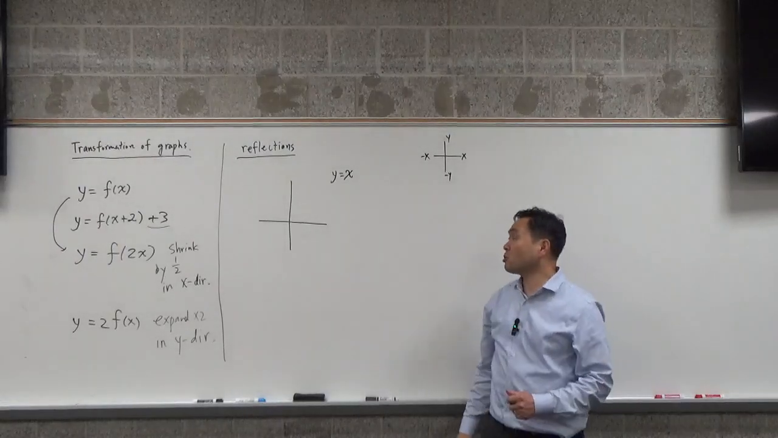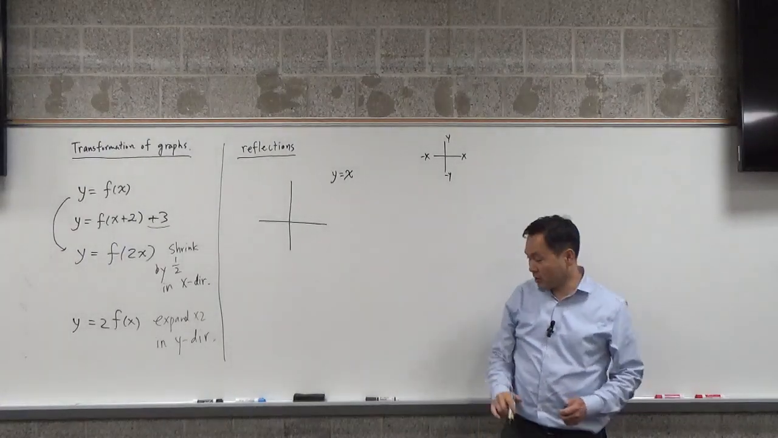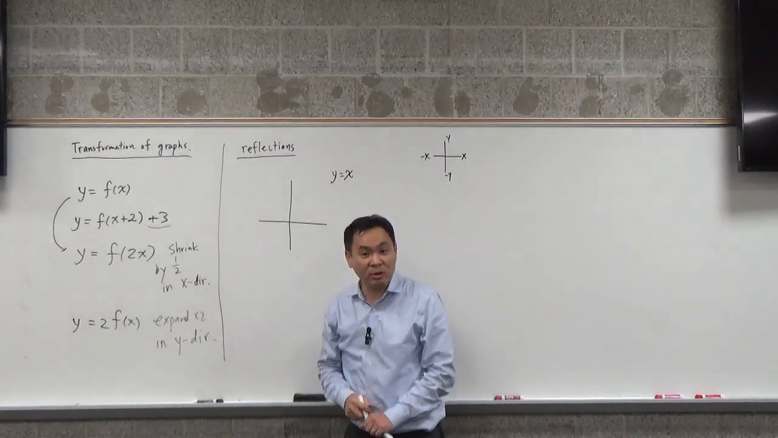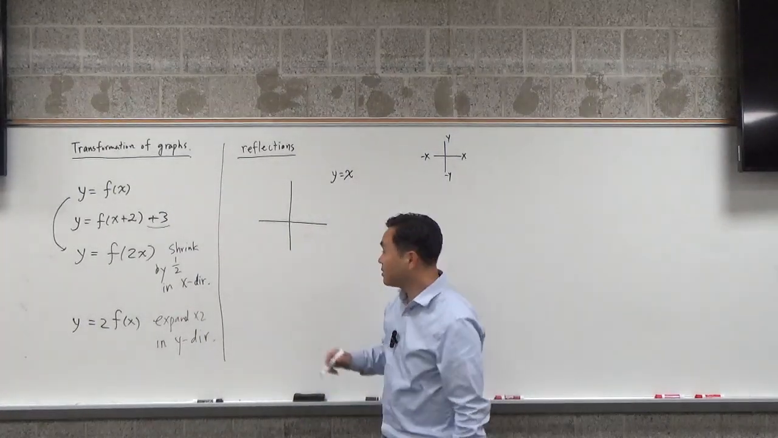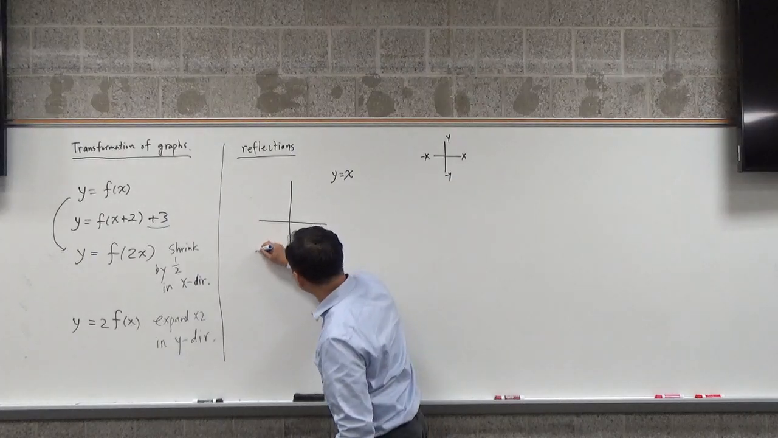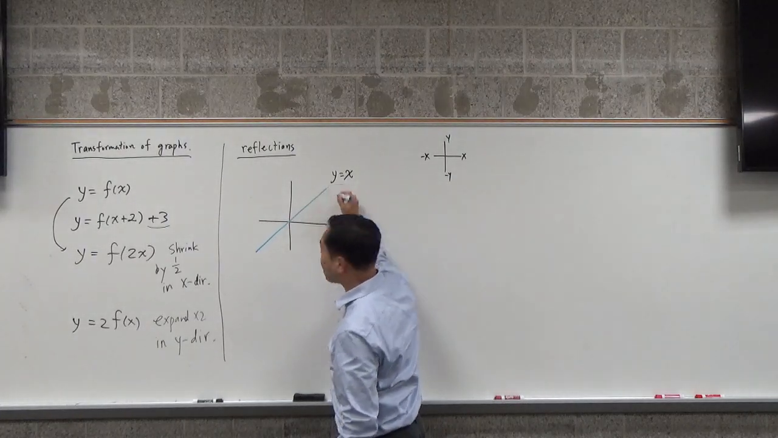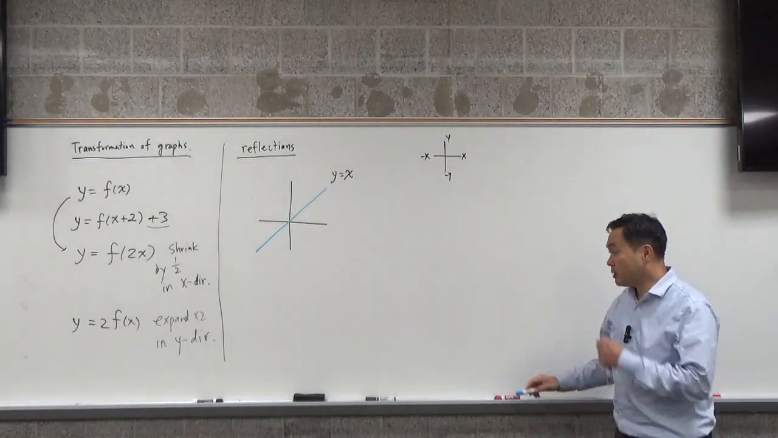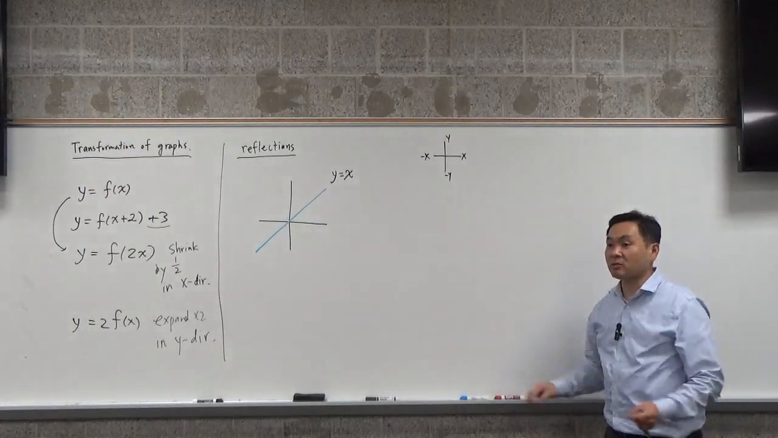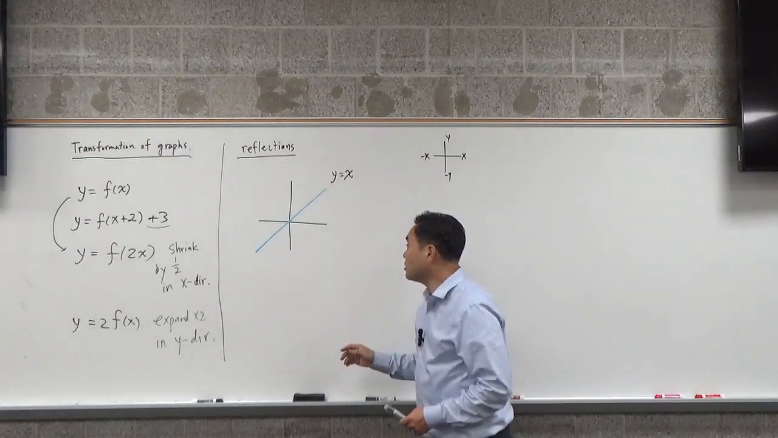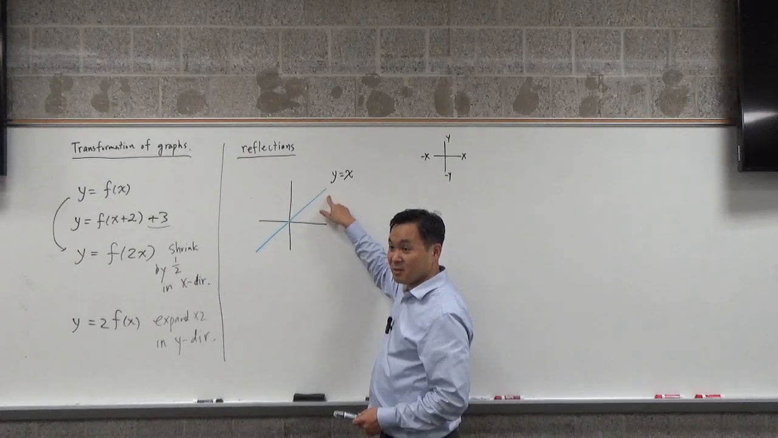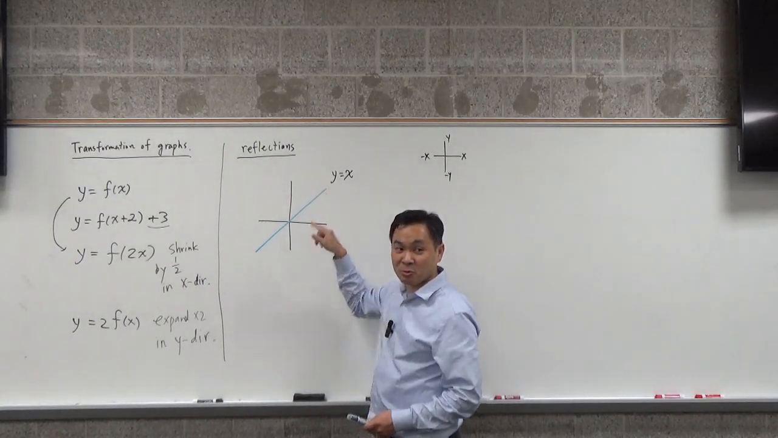Can you draw the line y equals x? What is that? It's a straight line 45 degrees slanted to the right, passing through the origin. That's y equals x. And you can think about the reflection over this blue line.